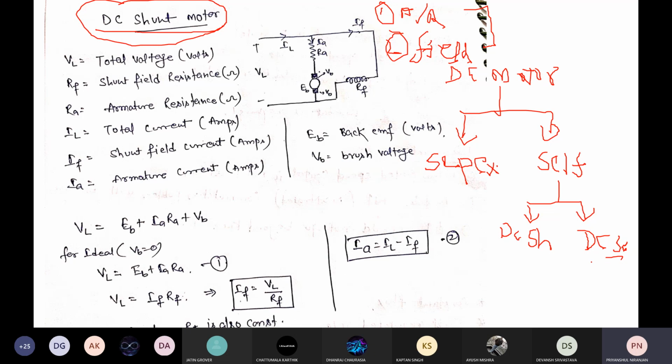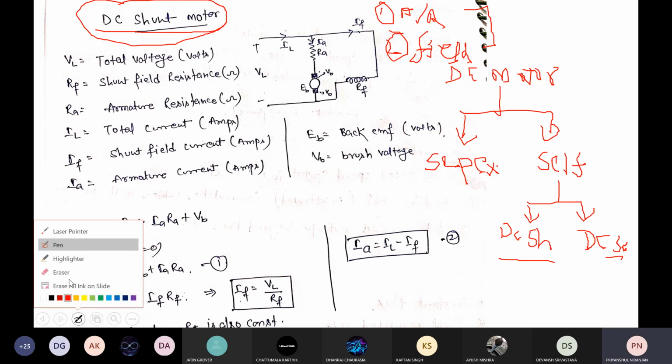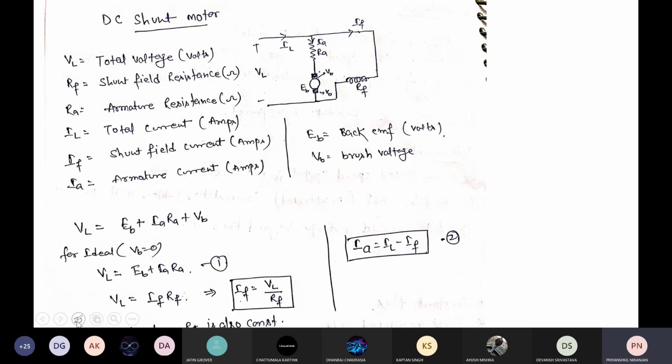So in DC series motor, I have used two windings, armature winding and field winding, in series connection. But in DC shunt motor, I have used the armature winding and field winding in parallel. Okay, fine. Is it clear? Anyone respond to me? Yes, sir. Okay. So today I am only discussing the DC shunt motor.